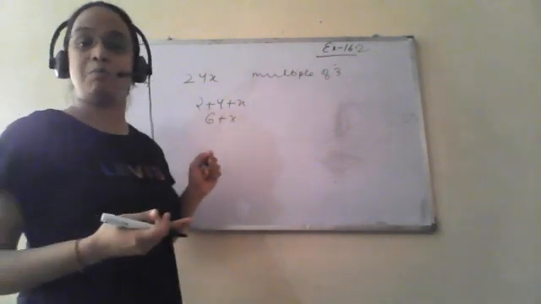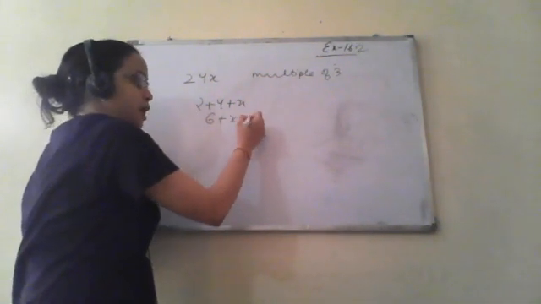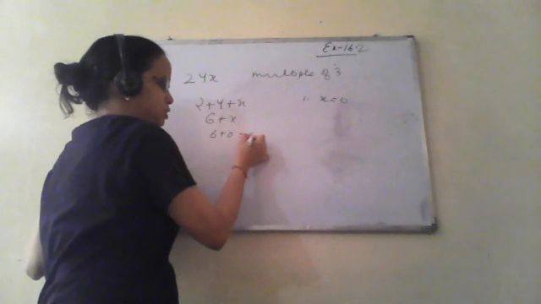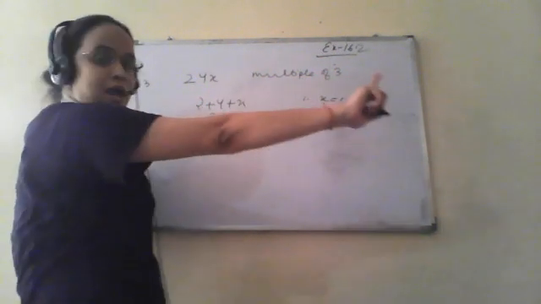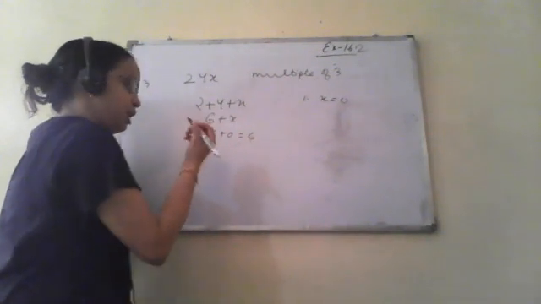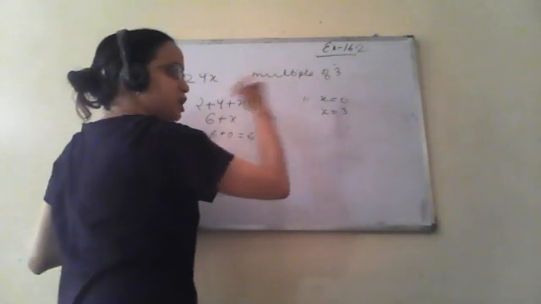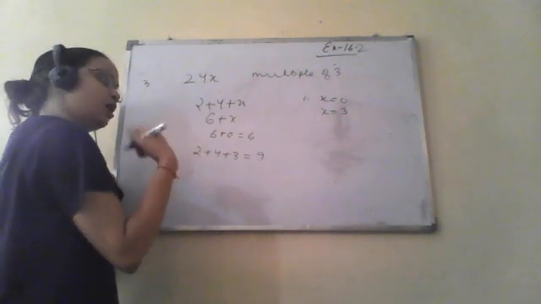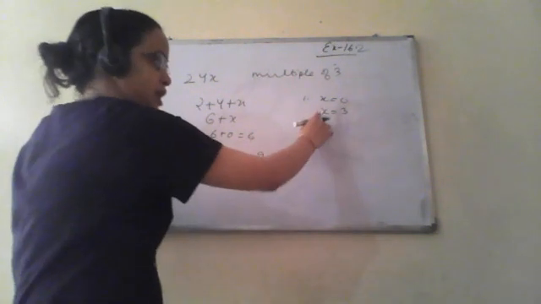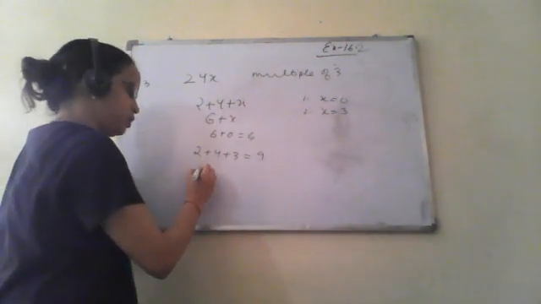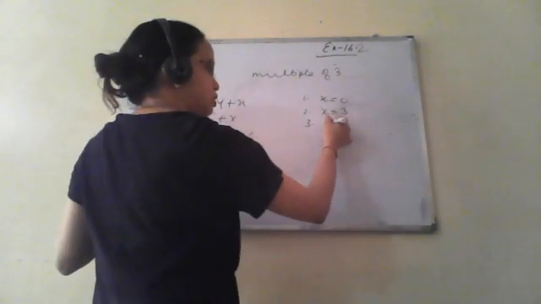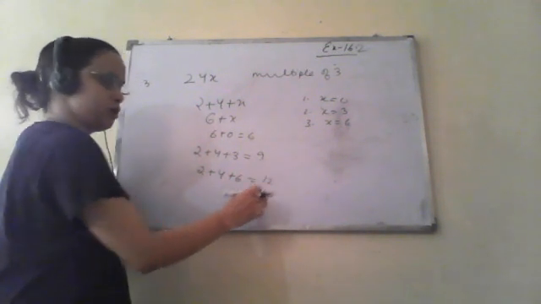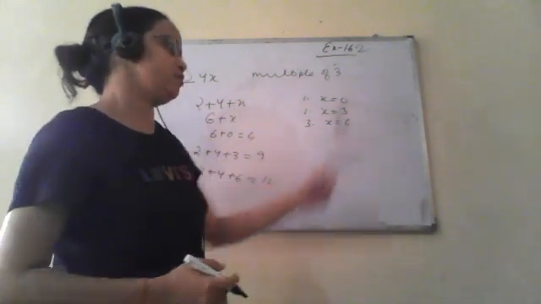6 is already divisible by 3. So we can put x equals 0. If we put x equals 0, it will be 6 plus 0, that is 6. 6 is divisible by 3. So we can have one value, x equals 0. Now if I put x equals 3, this is 2 plus 4 plus 3, it will be 9. Then this 9 will be divisible by 3, so x can have value 3. Now if I put x equals 6, it comes out to be 12, and 12 is divisible by 3. So x can have 6 as a value.